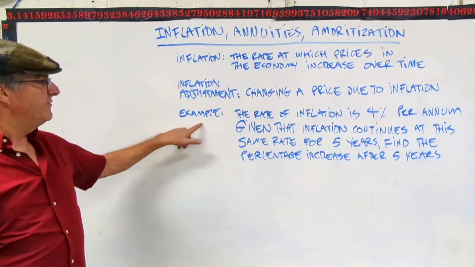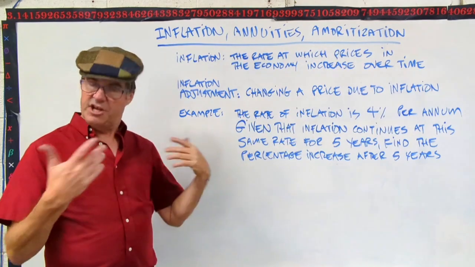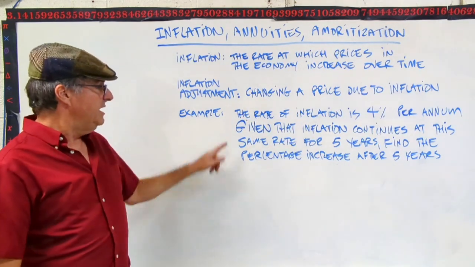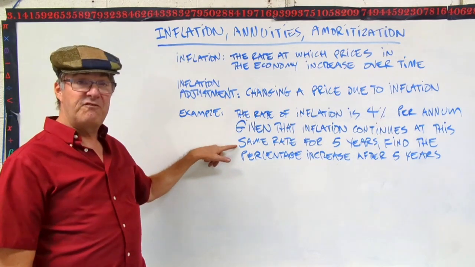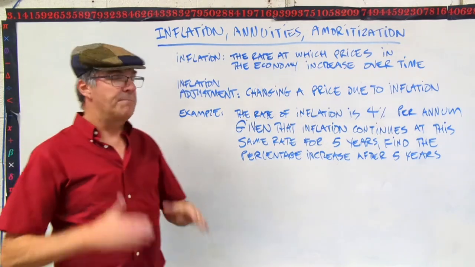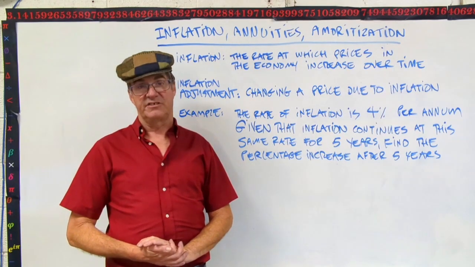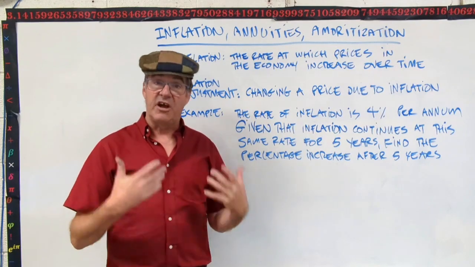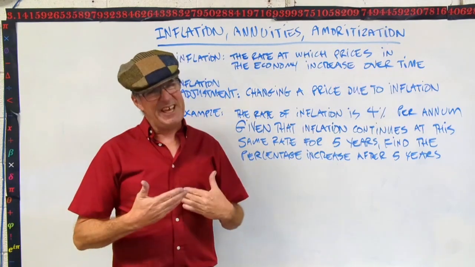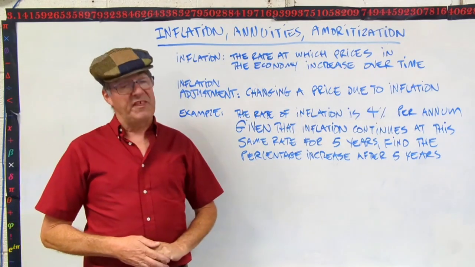Here we go. We've got a rate of inflation, 4% per annum in an economy, maybe our economy. Given that inflation continues at the same rate for 5 years, find the percentage increase after 5 years. Okay, so this one involves just a little bit of critical thinking. The calculation is straightforward, but to set it up and figure it out, not so much. So pause the video and think about that.